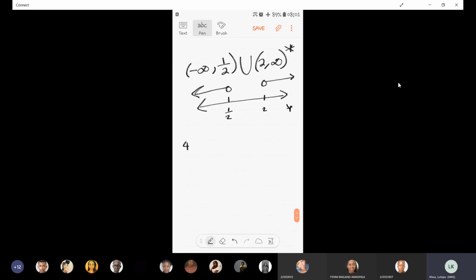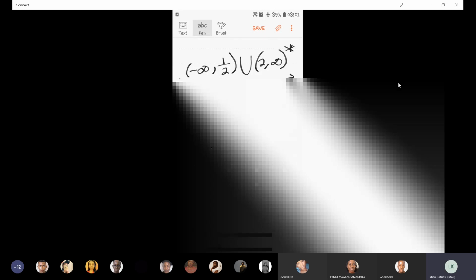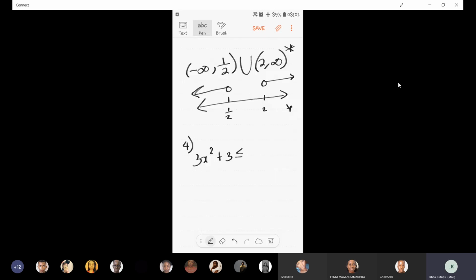Then number 4, we have 3x squared plus 3 less than or equal to 5 plus 5x. Okay, so here, just like when we're solving quadratic equations, everything on one side, 0 on the other side. So I will have 3x squared. I will subtract 5x on both sides, and I will also subtract 5 on both sides. This will leave me with negative 2, less than or equal to 0.